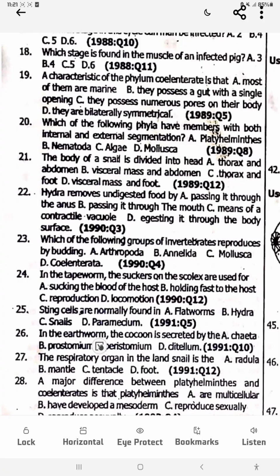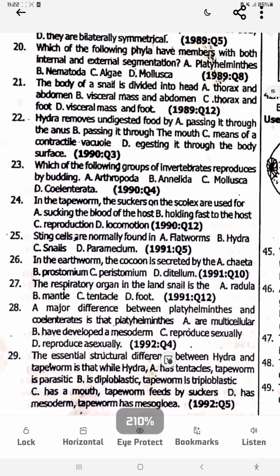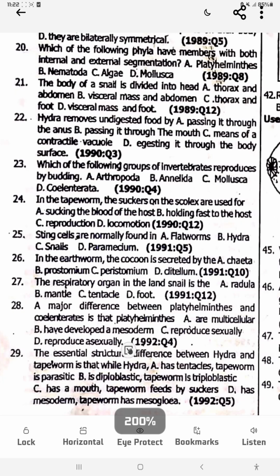In the earthworm, number 25: the stinging cell is usually found in, we talked about Hydra, option B. 26: in the earthworm, the cocoon is secreted by the clitellum. We didn't touch this one before. 26, clitellum. If you don't know, go back and check.